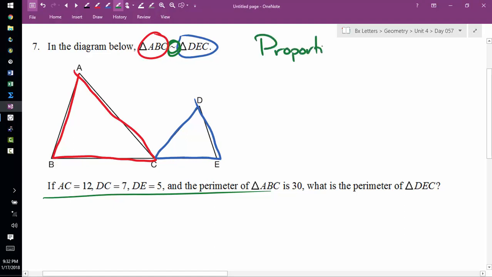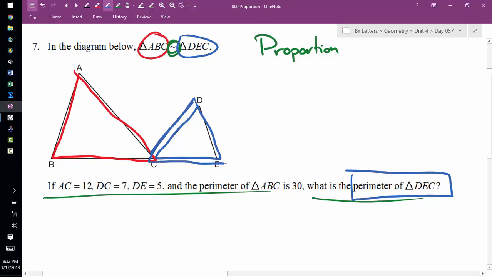Because I bet you they want us to find some value. And that's pretty much every single time going to be found by creating and solving a proportion for the missing piece. And that's the first thing I want to identify: what do they want me to find? And they want me to find the perimeter of triangle DEC. And if we recall, the perimeter is found by just adding all the sides together.